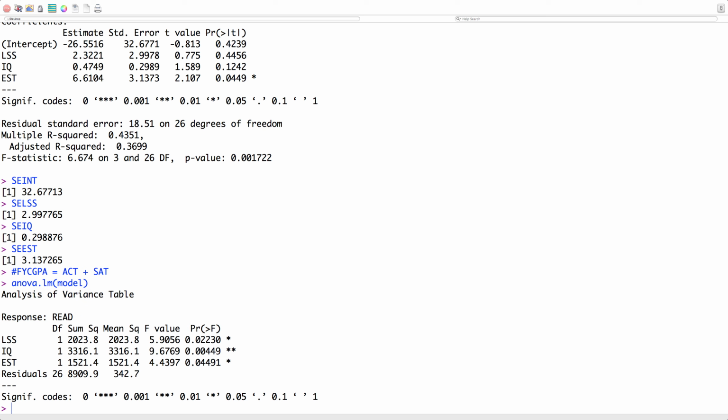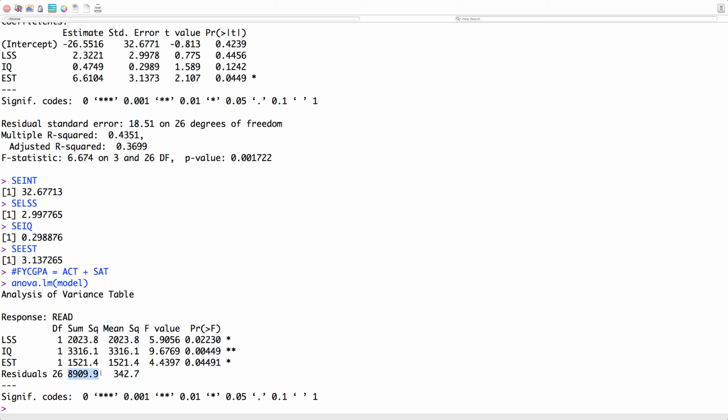First of all, does that look anything like the ANOVA table that we created? Sorta. Degrees of freedom don't look the same. However, we do have the 26. And if we add 1 plus 1 plus 1, we get 3, which is similar.